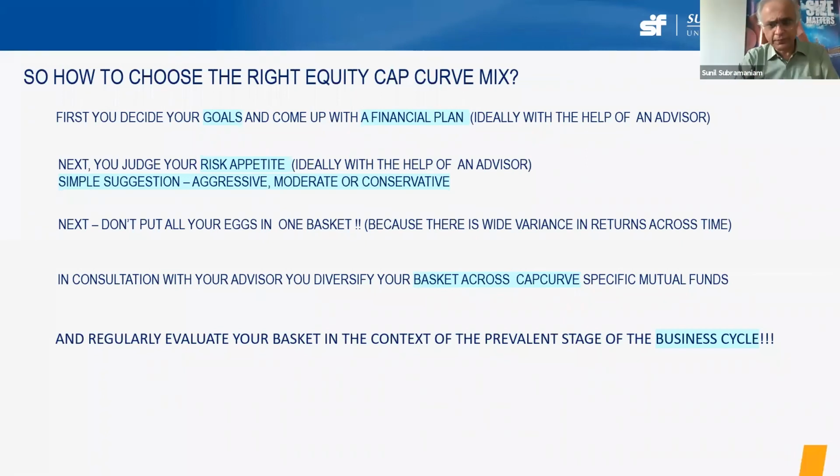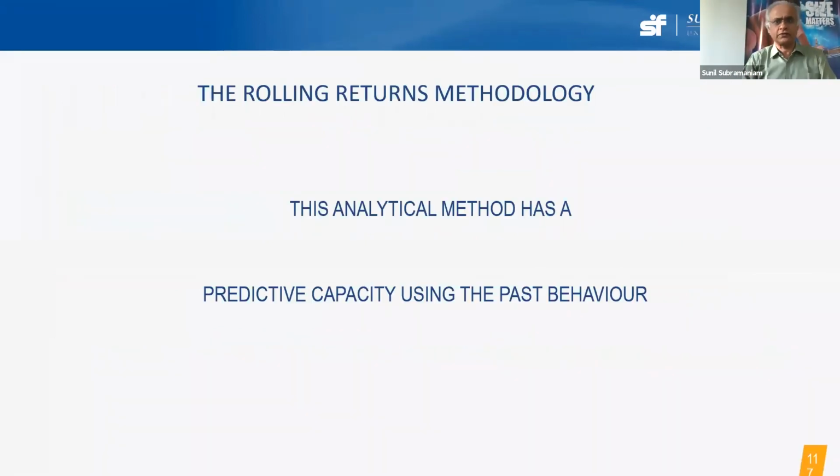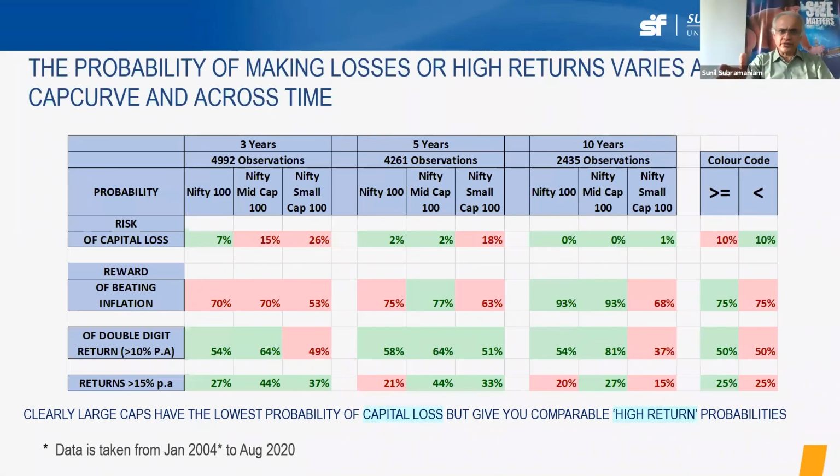So based on today's business cycle, what I would suggest is that look at the rolling returns to judge the risk-taking capacity, because the past analysis has a predictive capacity for future. So the same set of data that I talked at the beginning of the presentation, I have now looked at it from a probability perspective. So what is the probability of the risk of capital loss? In large cap for 3 years, I will discuss, you can look at the rest as I speak. 7% is your risk of loss, which is 93% of the time your capital got protected, 7% loss.